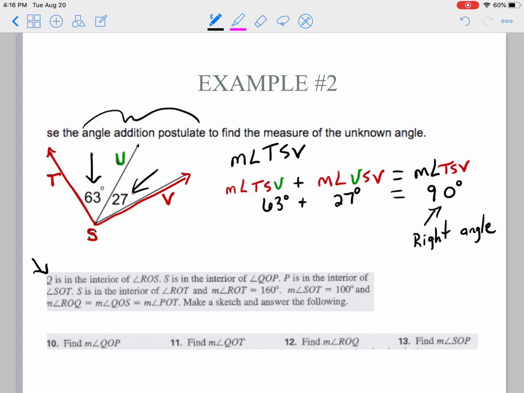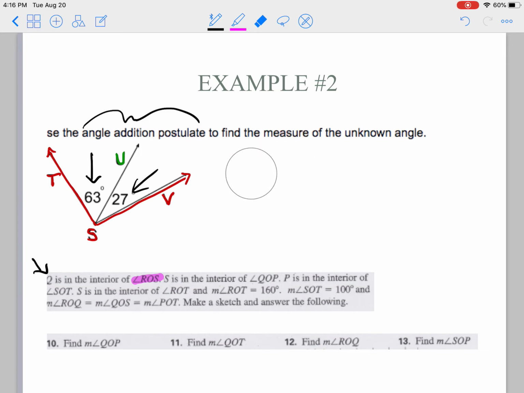So this sounds very confusing, and there's a lot going on here. However, let's just begin with the information that we have. So we know we've got an angle ROS. What do we know about angle names? We know that angle names, and I'm going to erase this so that I have room to work, the middle letter is our vertex. So I've got an angle, and I know my vertex has to be O, and the two other sides are going to be R and S. That is the first bit of information.